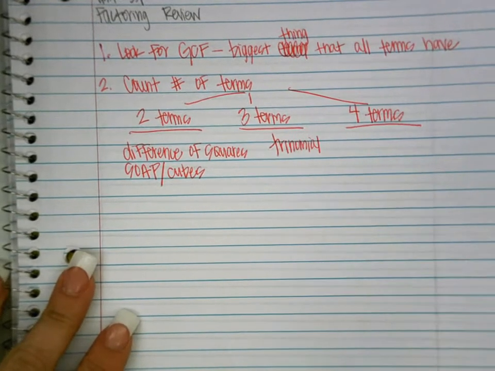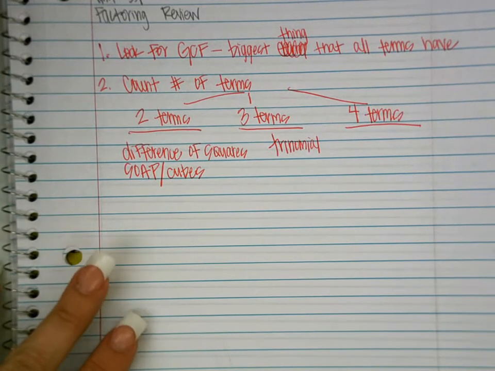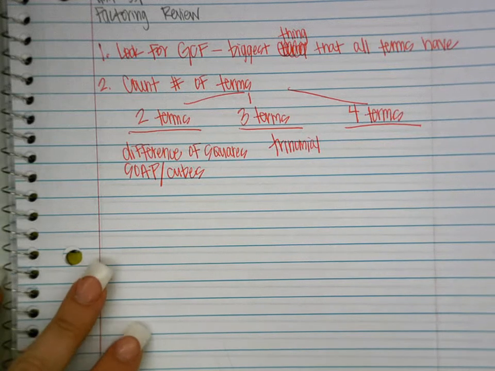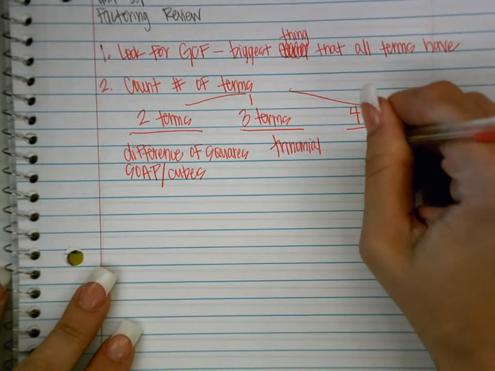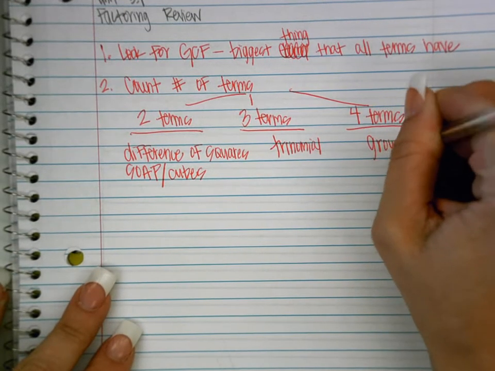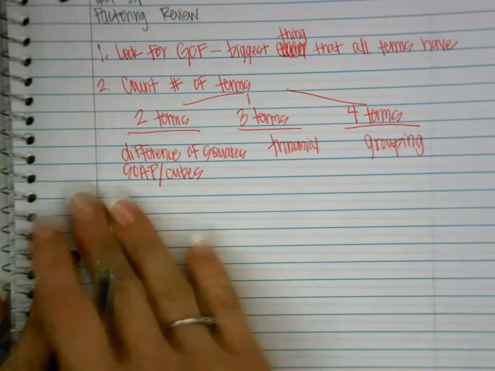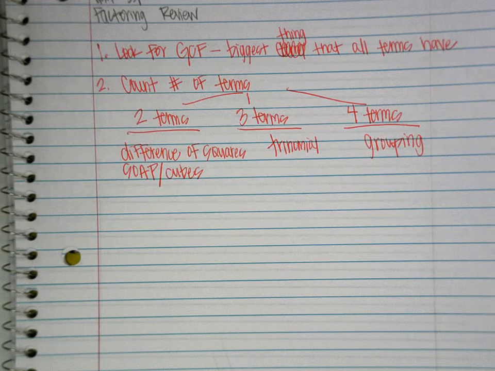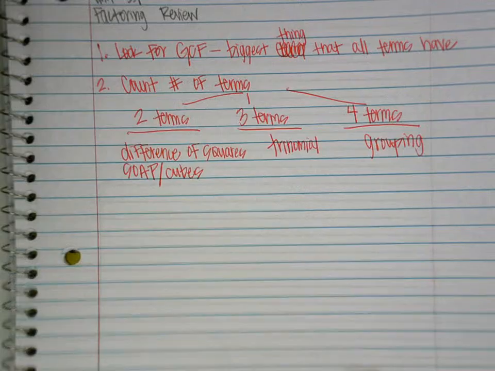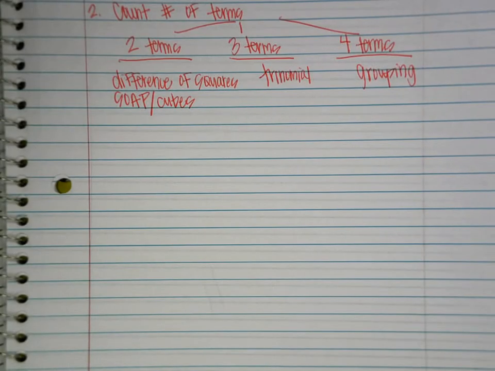And if you have 4 terms, does anyone know what that's called? Quad factoring. It's grouping. But nice try with the quad. So that's your general plan here: first try to look for GCF, and then second, try to figure out what type of factoring we can do.